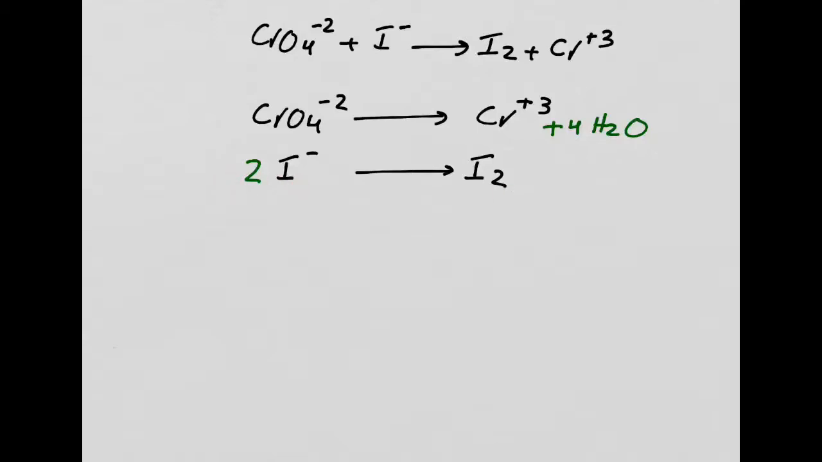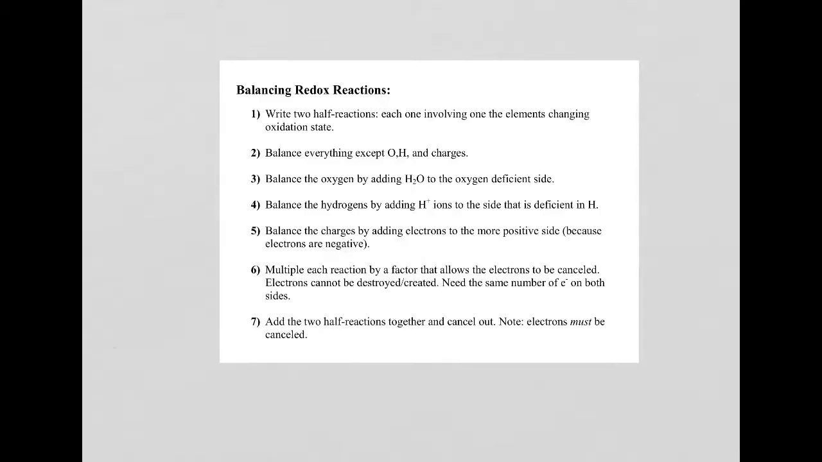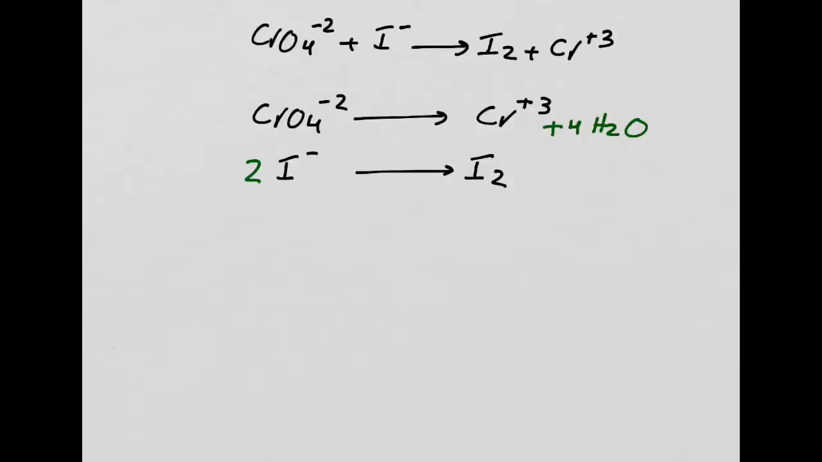Let's come down over here. No oxygen, I'm okay. Now, the next thing you're going to do, you have to balance the hydrogen by adding H plus to the side that doesn't have hydrogen. Pay attention to this. How many hydrogen do I have on this side? Nothing. How many hydrogen do I have here? 4 times 2 is 8. I have 8 hydrogen here, nothing here. So what I'm going to do, I'm going to add 8H plus to this side. Okay, let's come down over here. Any hydrogen here? No. Any hydrogen here? No.